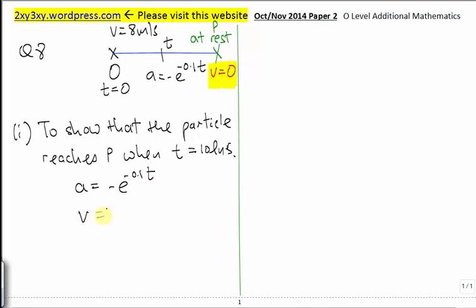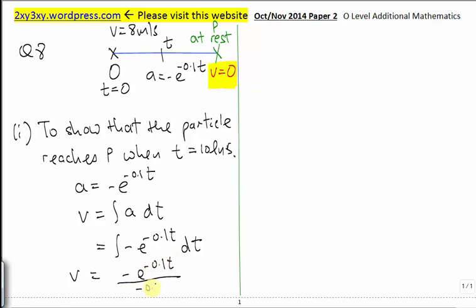To find v, we integrate the acceleration. We integrate this expression with respect to t. This will give us v equal to minus e to the power of minus 0.1t divided by minus 0.1, the number in front of the power t, then plus c. This will give us v equal to 10e to the power of minus 0.1t plus c.